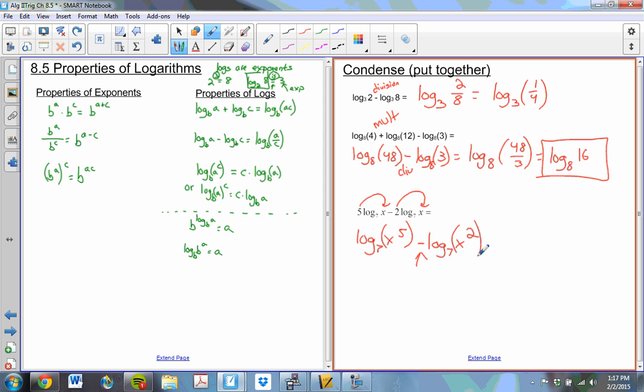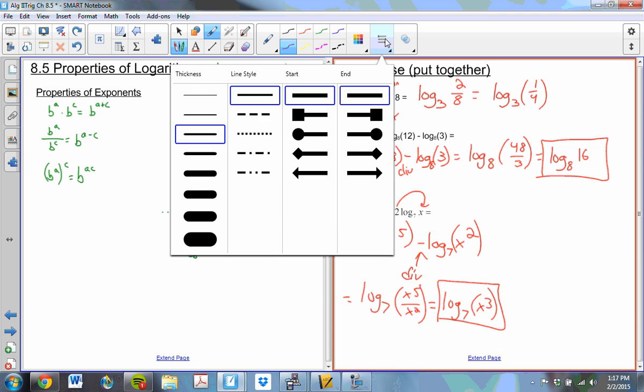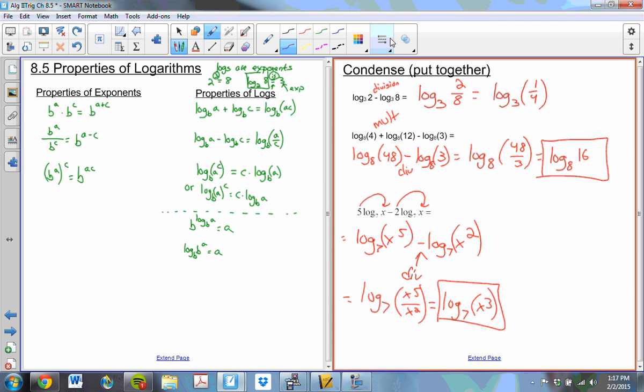Well, then subtraction becomes division. So it's really log base 7 of x to the 5th over x to the 2nd, which is really log base 7 of x to the 3rd, and we've simplified it. We've got it all down to one compact log expression. The other way you could do this same problem is, I have 5 log base 7 of x minus 2 log base 7 of x.